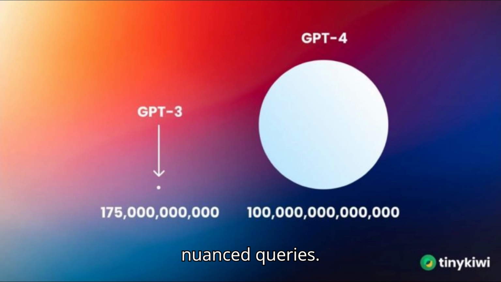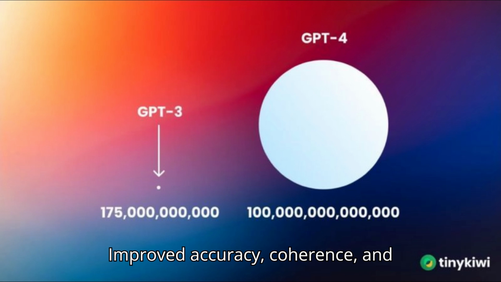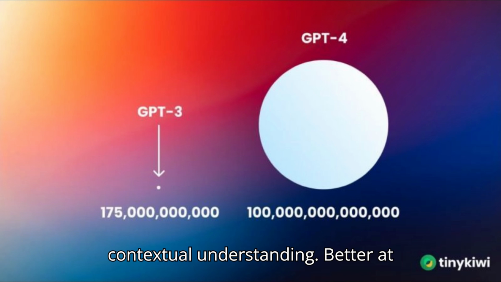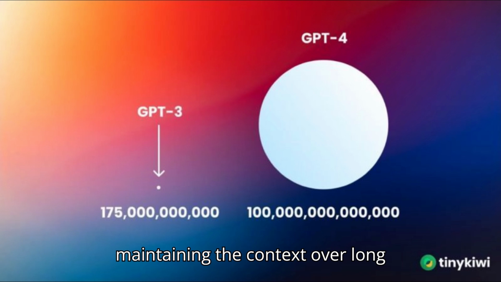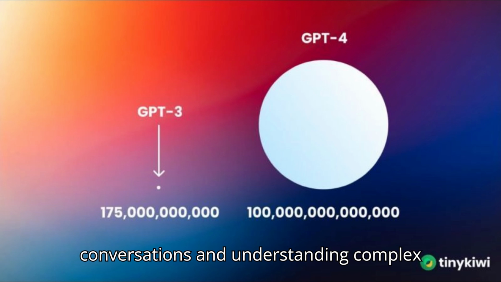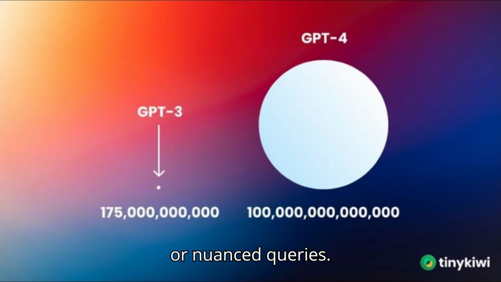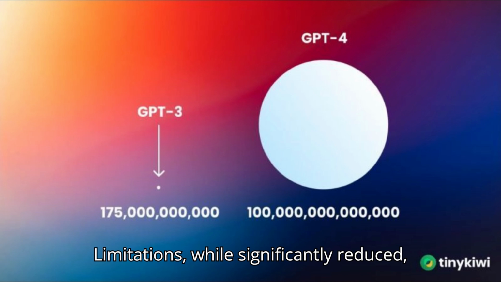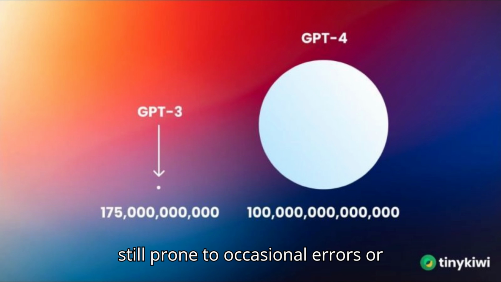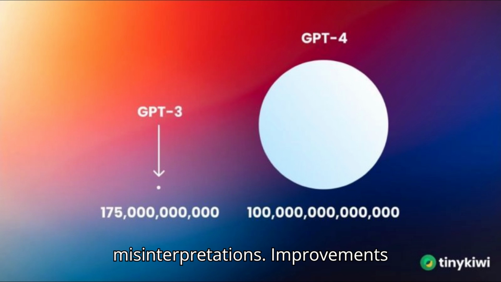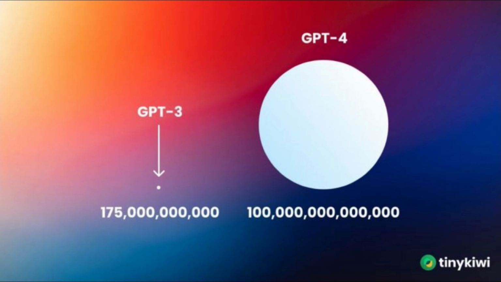Newer versions. Capabilities: improved accuracy, coherence, and contextual understanding. Better at maintaining context over long conversations and understanding complex or nuanced queries. Limitations: while significantly reduced, still prone to occasional errors or misinterpretations. Improvements are incremental but noticeable.